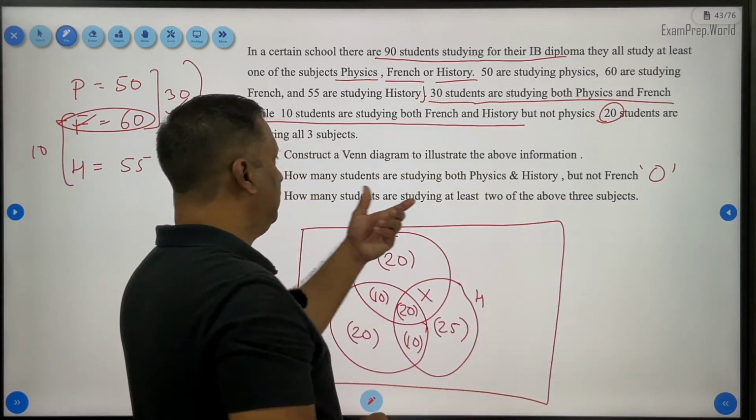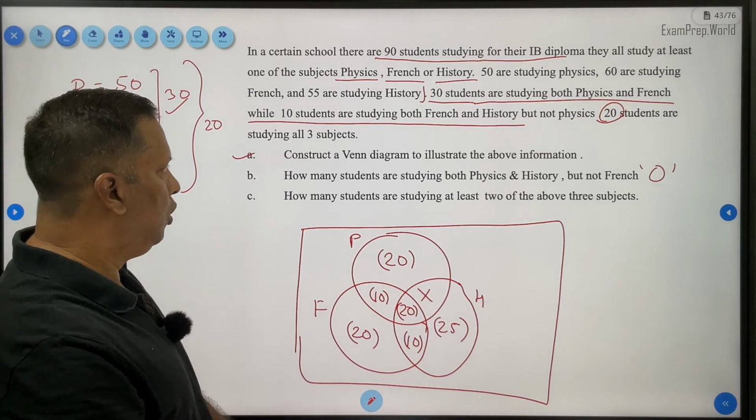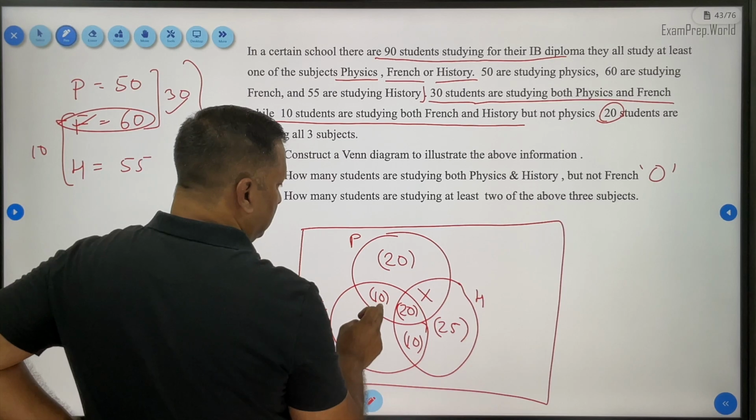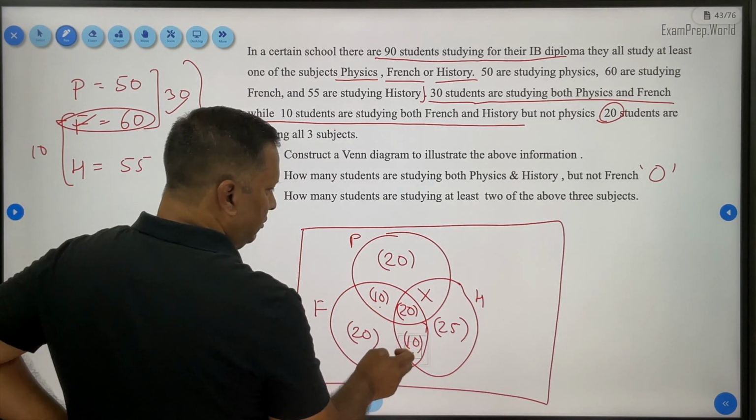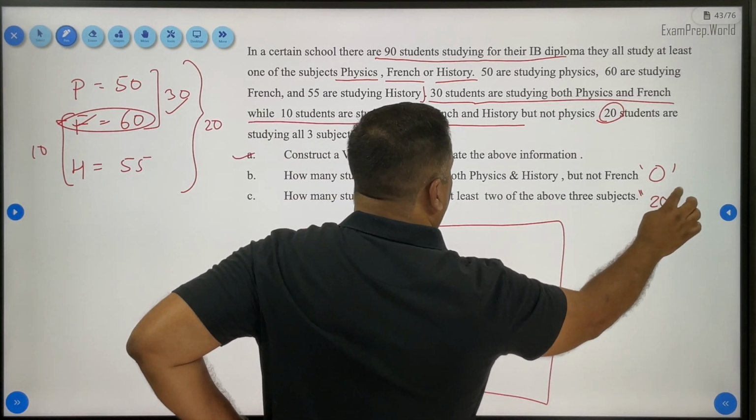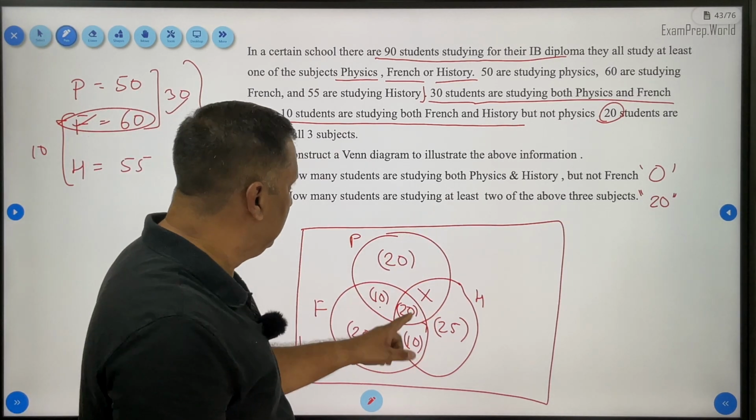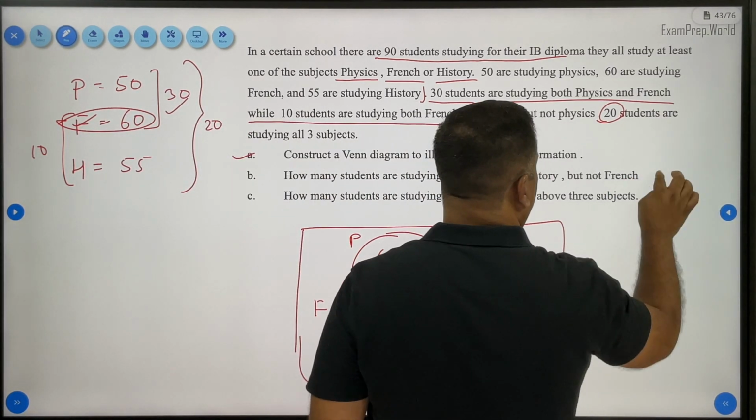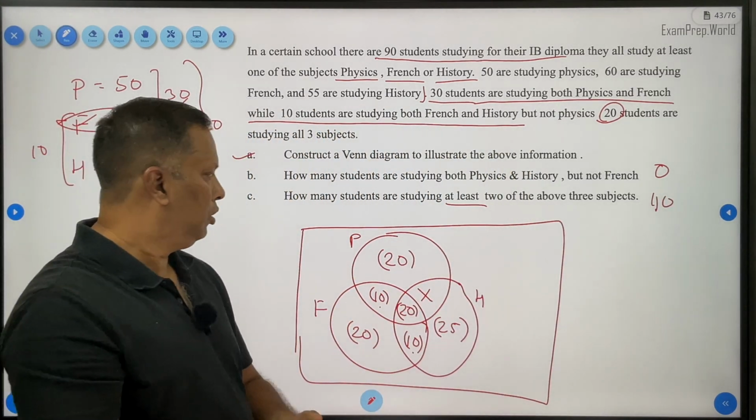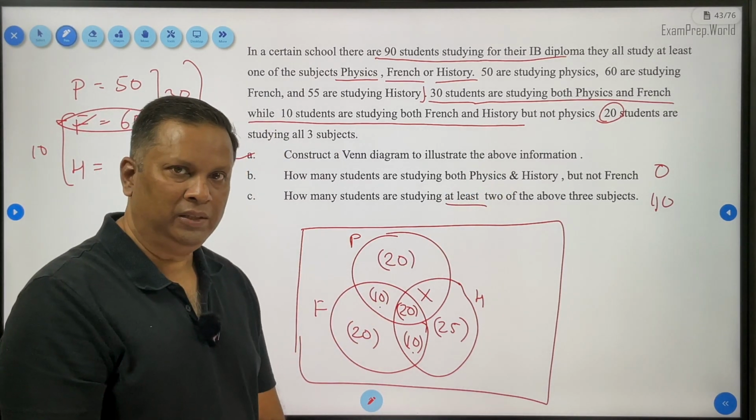How many students are studying at least 2 of the above 3 subjects? 10 and 10, 20. There are 20 students who are studying exactly 2 of the above 3 subjects. But since it is at least 2, we even include the 20, so it is 40. The moment you see at least, it means they can study 2 or 3. So 10, 10 and 20, so the answer is 40. Okay, you understood?